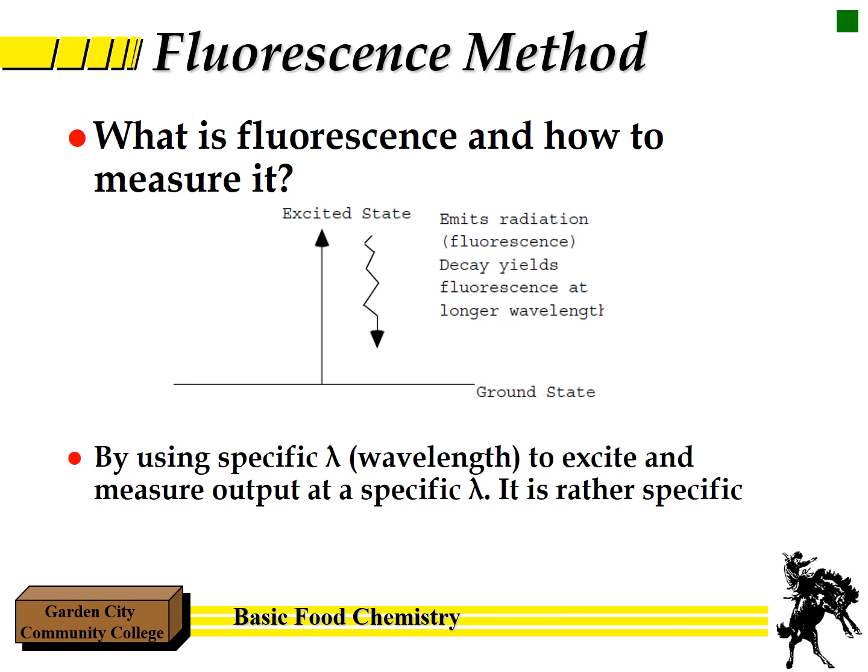So what is fluorescence and how do you measure it? Basically, you have the ground state, and then you have the excited state, which we just talked about, and then that comes back down. That emits the radiation, or fluorescence, and it decays and yields fluorescence at longer wavelengths. By using a specific wavelength to excite and then measuring the output at a specific wavelength, it's pretty specific, and that's why fluorescence is used quite a bit for protein determination.